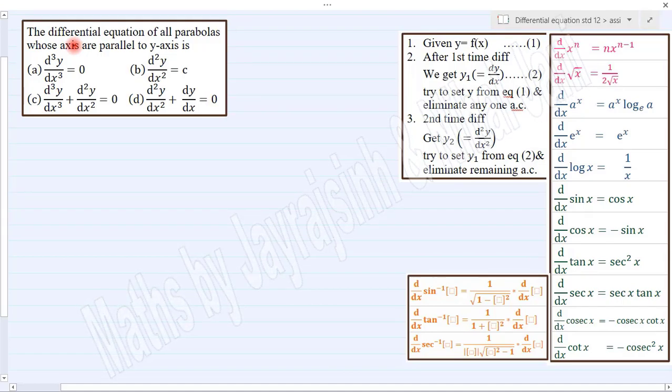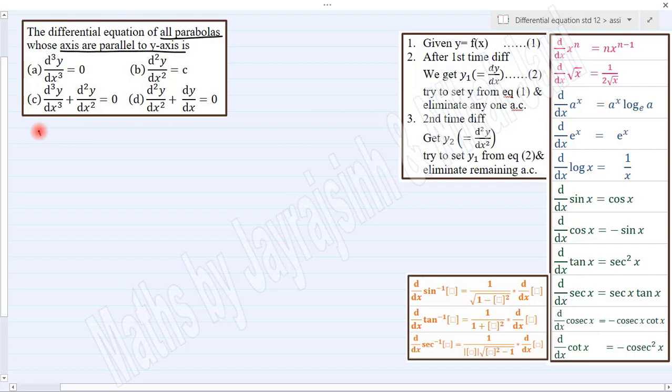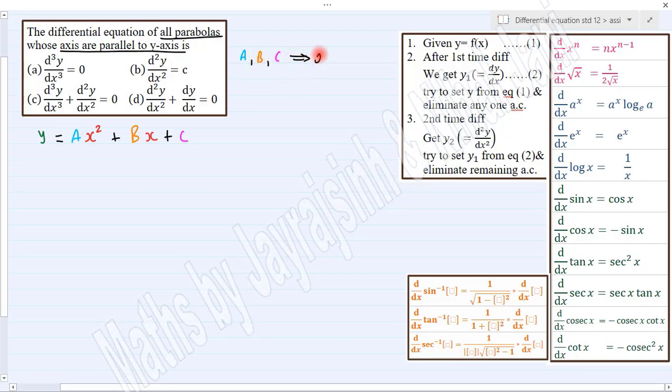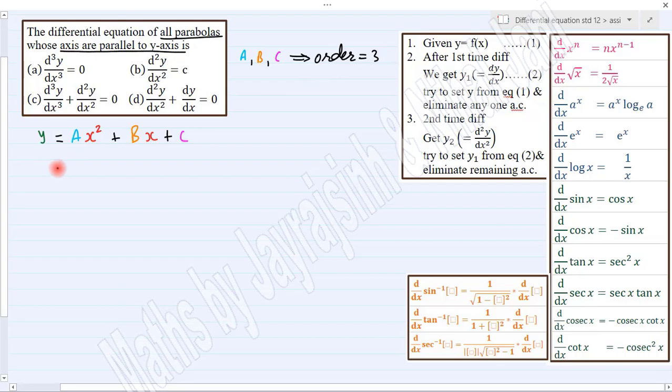In this question, we have to find differential equation of all the parabolas whose axes are parallel to y-axis, which can be described by the equation of y is equal to second order polynomial, or we can say ax square plus bx plus c. Now here we have three arbitrary constants, a, b and c. That means the order of the differential equation must be 3. No problem. That means we have to differentiate our equation 3 times.